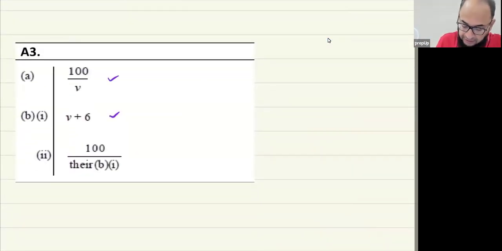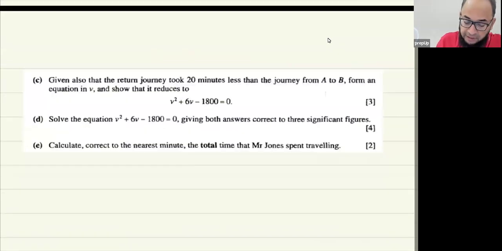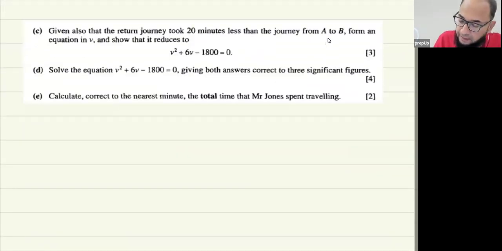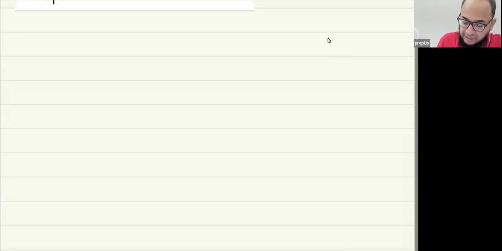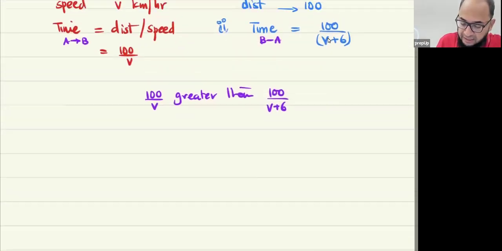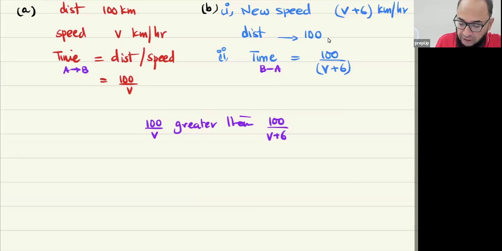That is this and this and this. And then it says part C. Now it says given also that the return journey took 20 minutes less. So the return journey took 20 minutes less than the journey from A to B. Form an equation in x and show that it reduces to this. So this time is greater. The red time is greater. The blue time is lesser.